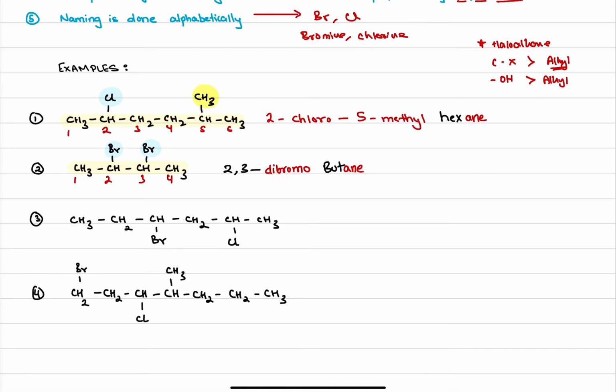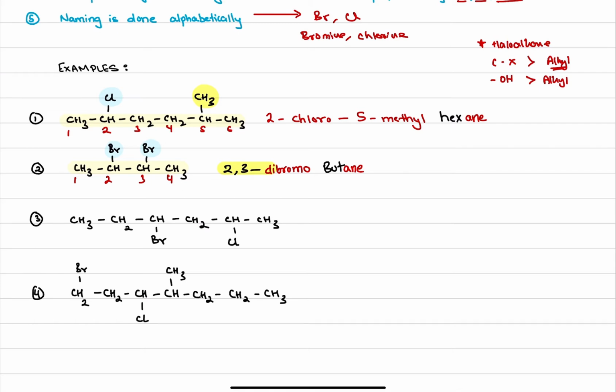Now, an important thing to note over here is that we separate our numbers with commas and we separate our numbers and alphabets with dashes. And so the name of this molecule is 2,3-dibromobutane. So it tells the user, well, you have 4 carbons, you have 2 bromines, and these bromines are attached on the second and third carbon. So I hope this naming has made sense to you.